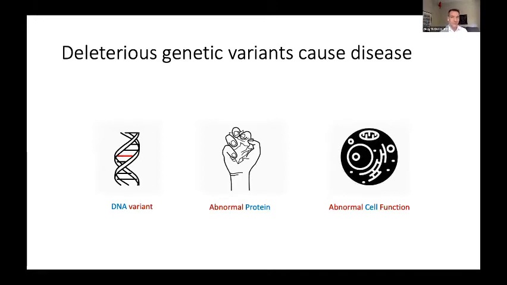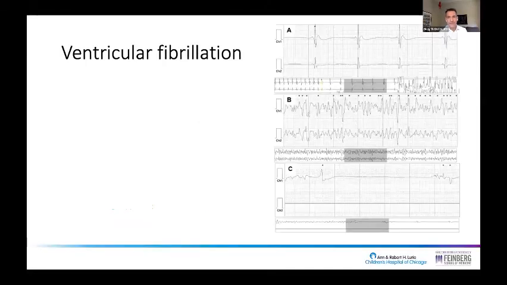So this is the central paradigm that we're going to talk about as we launch into the idea of gene therapy. I'm going to spend most of my time talking about relatively new gene therapies, but I want to bring it home to the idea that we've been using genetic medicine to make a difference in families now for a long time. So here's a family with ventricular fibrillation.